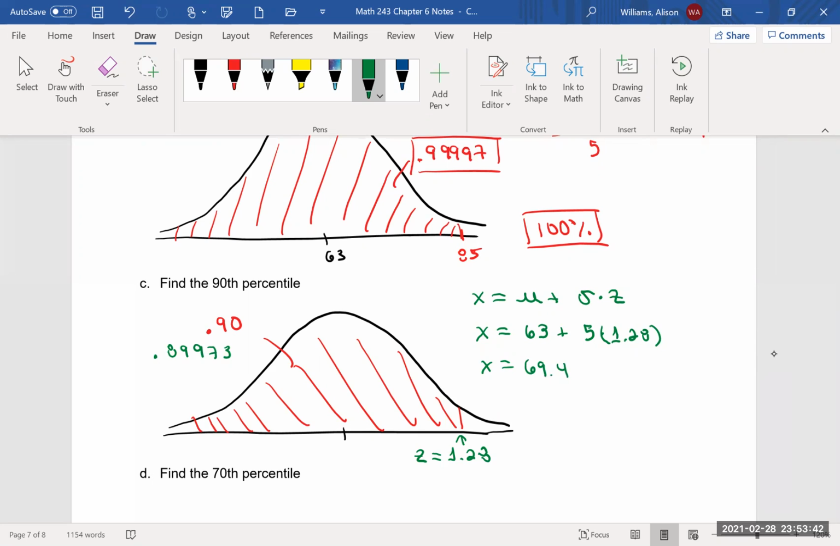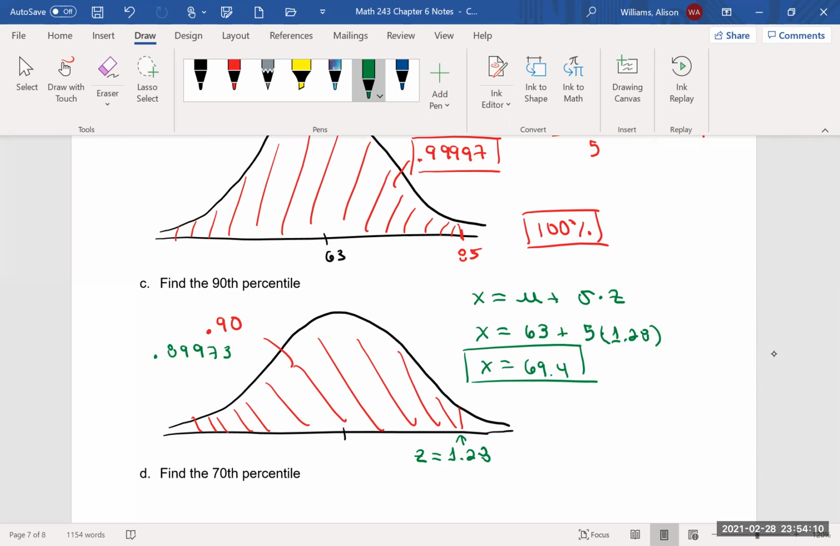So anything less than 69.4 should be the 90th percentile. So every score is going to be 69.4 or less. That kind of makes sense based on the fact that when I looked at 85, it was like 100%. So 85 was way too big of an overshoot. Okay, so that would be the 90th percentile, 69.4.